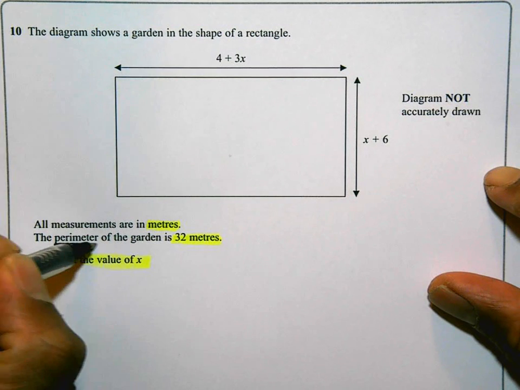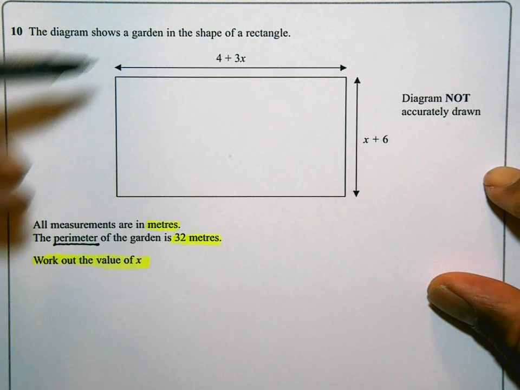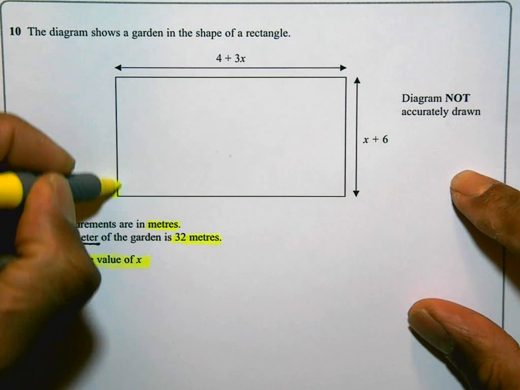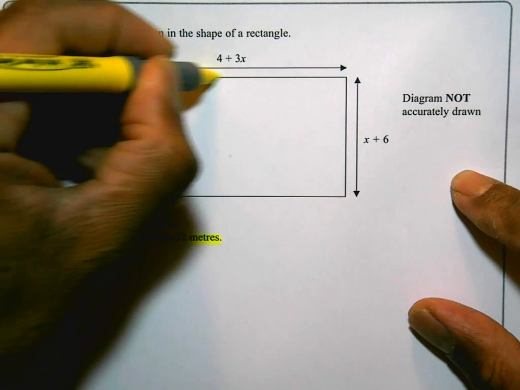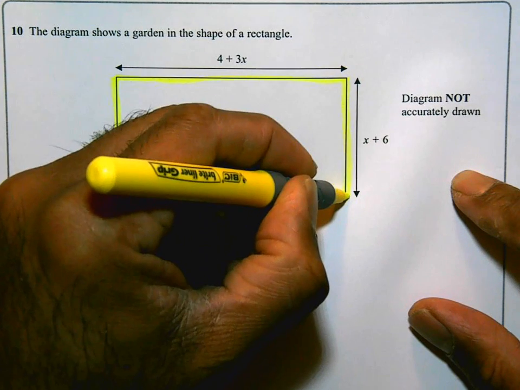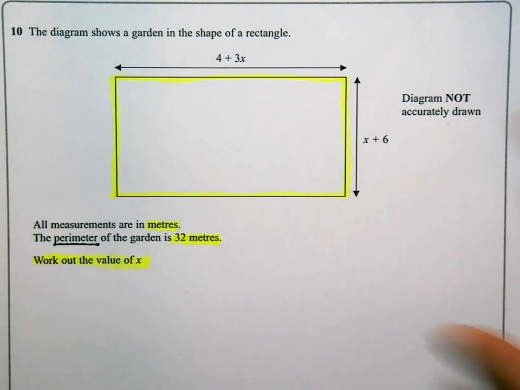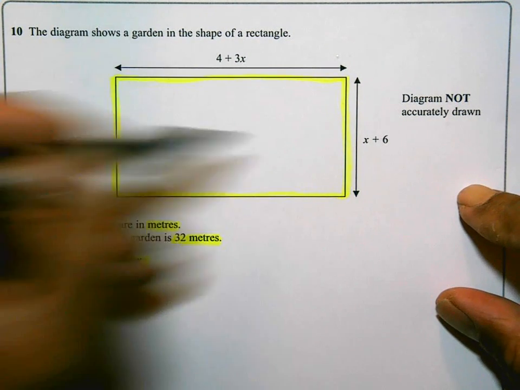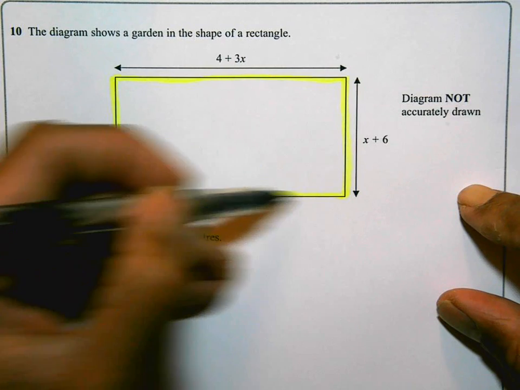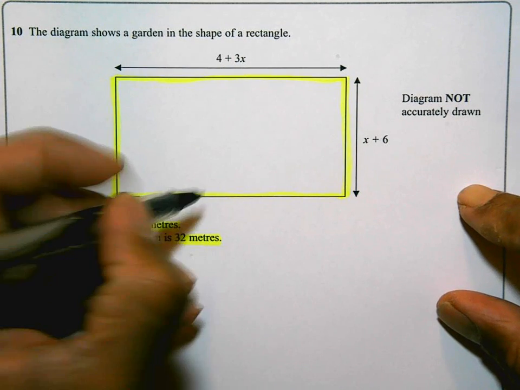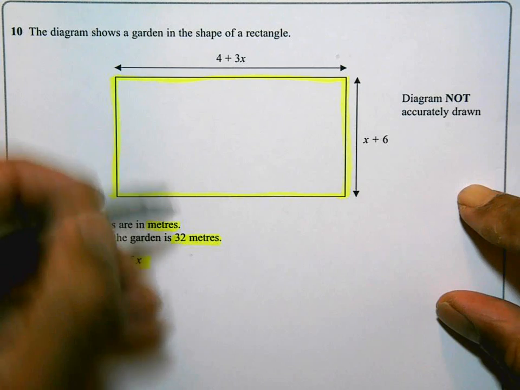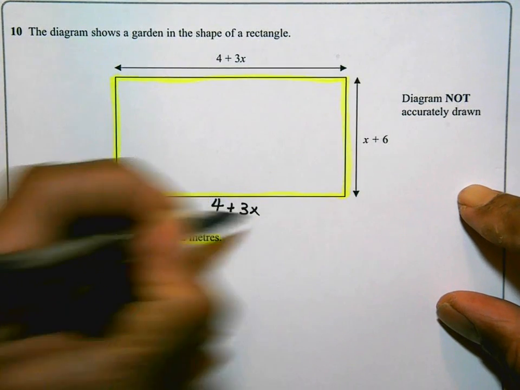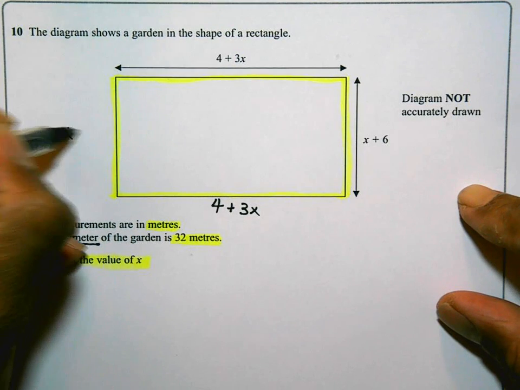of the garden. Now, because we know the perimeter is the distance around the edge, it's all of this, that, all the way across there, down and across. The perimeter is that total distance all the way around the garden. Now, I know that's 4 plus 3x. I know that's x plus 6. So this distance here, you need to write it in. A lot of people just add these two expressions, but that's 4 plus 3x. And this distance over here is x plus 6.